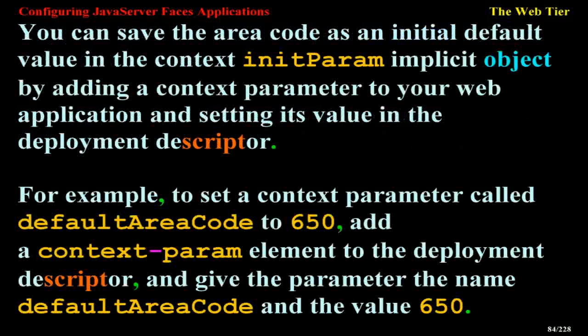You can save the area code as an initial default value in a context initParam implicit object by adding a context parameter to your web application and setting its value in the deployment descriptor. For example, to set a context parameter called defaultAreaCode to 650, add a context-param element to the deployment descriptor, and give the parameter the name defaultAreaCode and the value 650.